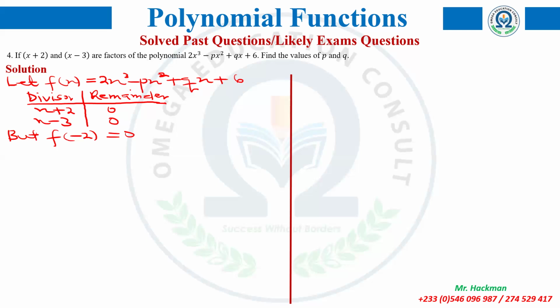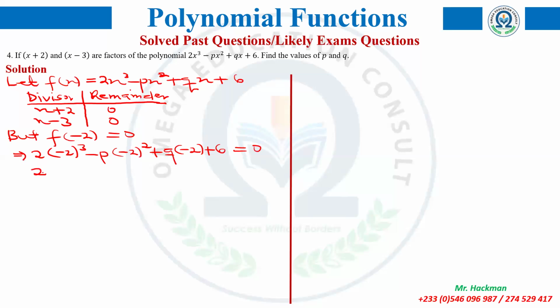Yes. So you proceed the same way as if you were given only one piece of information. So this means I will get 2 into negative 2 cube, because f of negative 2 means wherever you see x in f of x, it is negative 2. Then minus p into negative 2 squared plus q into negative 2, plus 6, which should be equal to 0 because the remainder is 0.